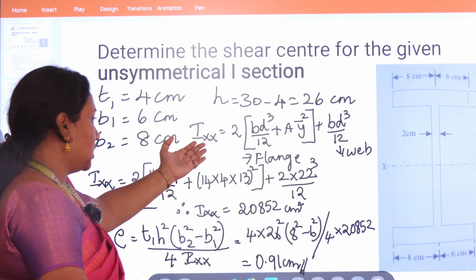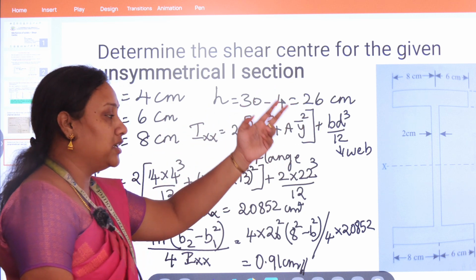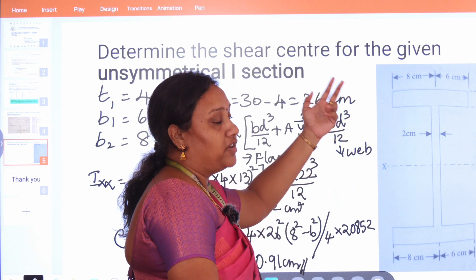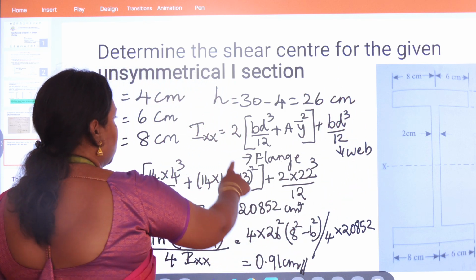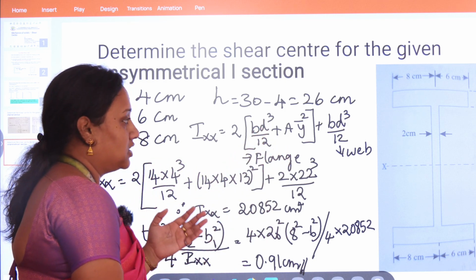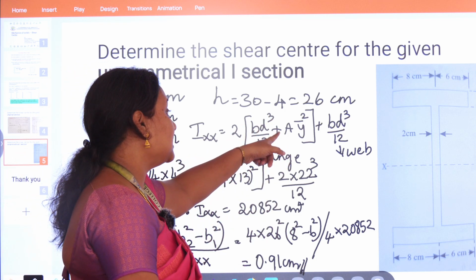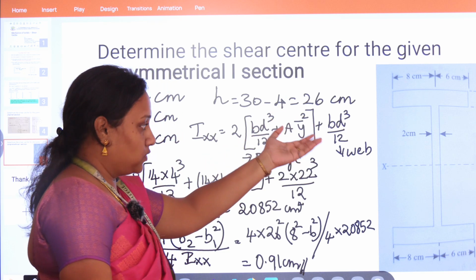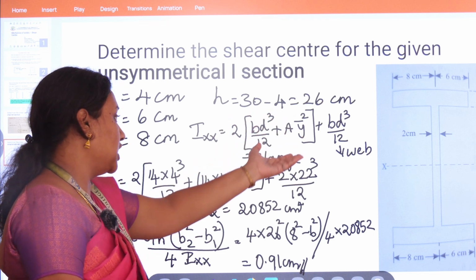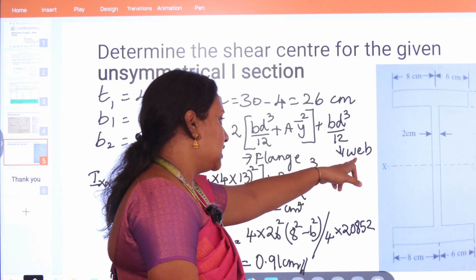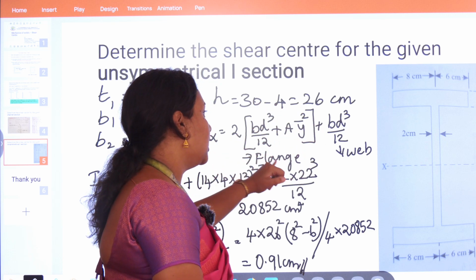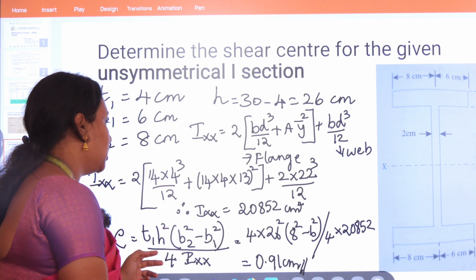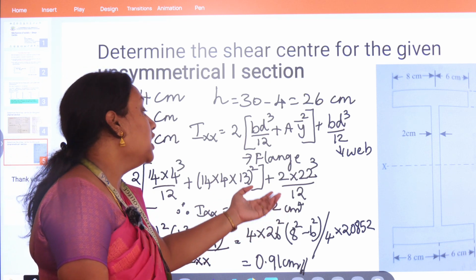Now coming to the moment of inertia formula, as you all know, for a rectangular section you can divide this into the web portion as one rectangular section, and the remaining flange portion as 2 other rectangular sections. So 2 into (bd cube by 12 plus A into y bar square, that is the distance from the neutral axis), plus bd cube by 12. This last term is for the web portion, and the first is for the 2 flange portions. When you substitute all the values, you get the moment of inertia value to be 20,852 centimeter power 4.